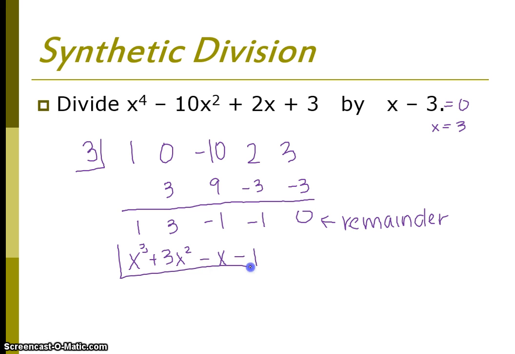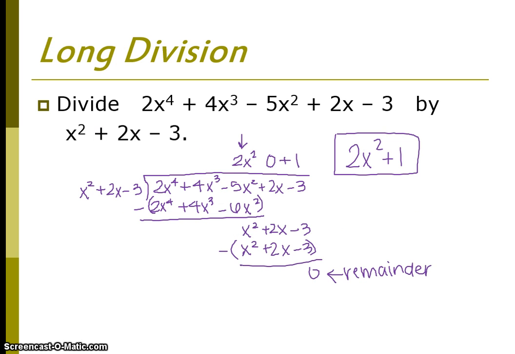To do synthetic division, you can only be dividing by things like this, the x minus 3. You could not divide with an x squared. So like on the first problem where we divided by x squared plus 2x minus 3, that has to be long division. So that's why you need to know long division, because sometimes you will be dividing by quadratics and stuff like that that has x squared.